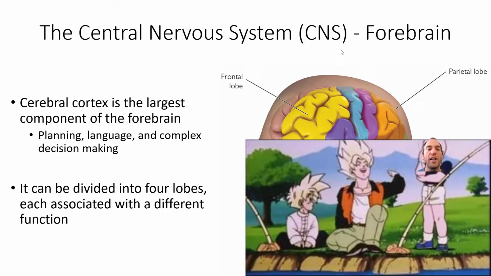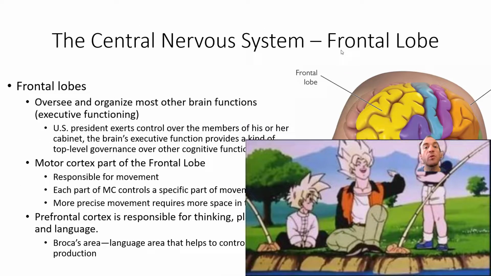The largest part of the forebrain, I should say, is the cerebral cortex, again involved with planning, language, complex decision making, the things that make us human. It can be divided into 4 lobes. Each is associated with a different function. So let's walk through the 4 lobes of the cerebral cortex. The cerebral cortex is talked about a lot in general media, in the exposure of psychology, so it's useful to know some of these lobes.